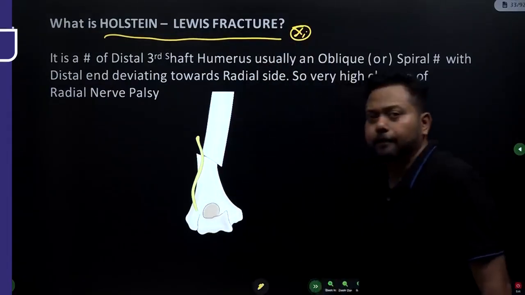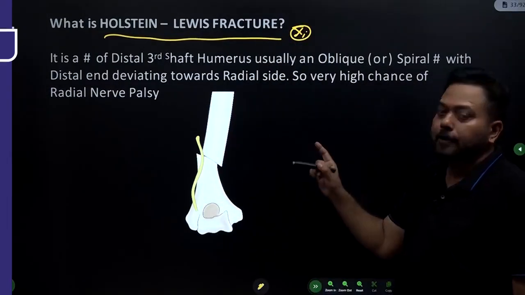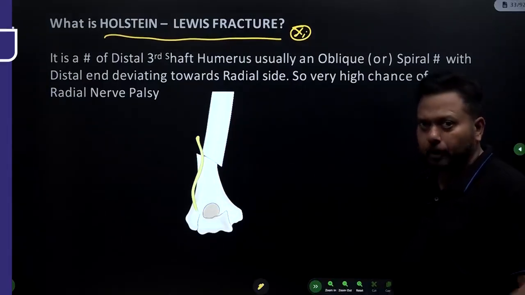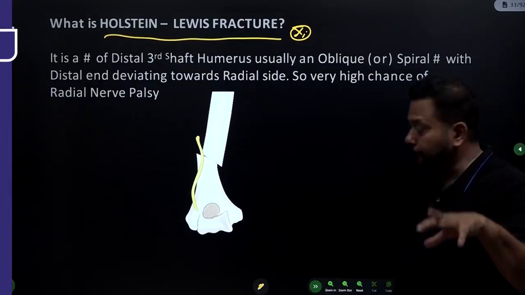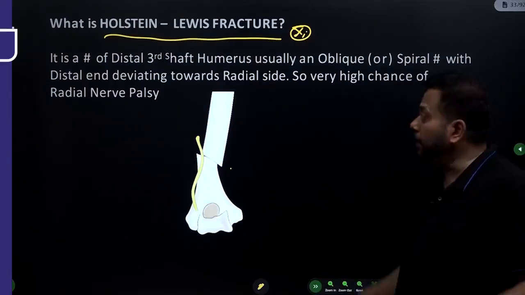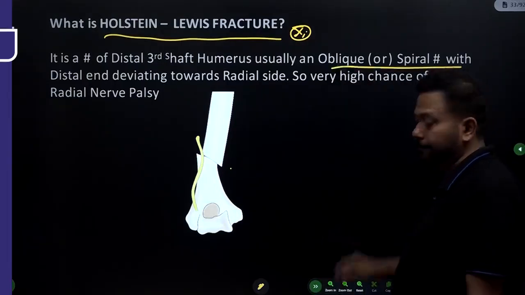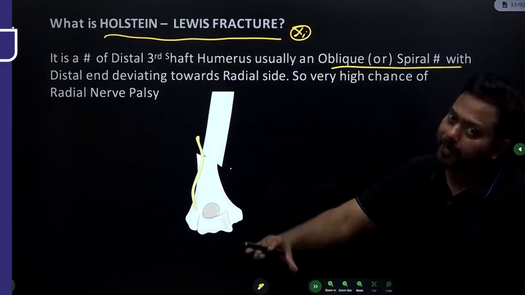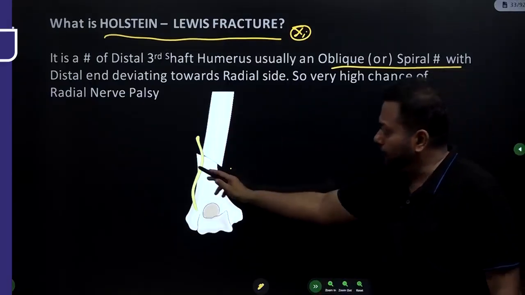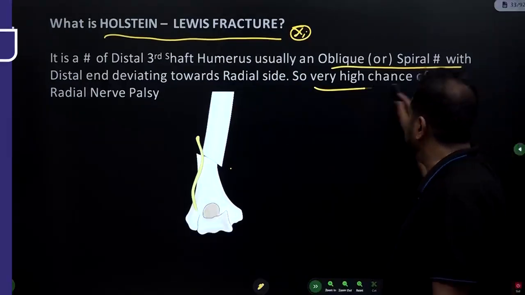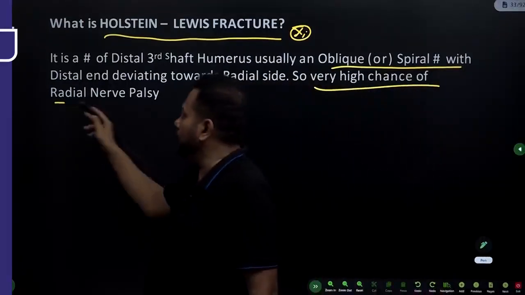What is Holstein-Lewis fracture? It is a fracture of the distal third shaft of humerus, not the middle third, at this area. The fracture pattern can be either oblique or spiral. The distal fragment is mostly shifted, always shifted towards the radial side. Highest chance of radial nerve injury. Very high chance of radial nerve injury.